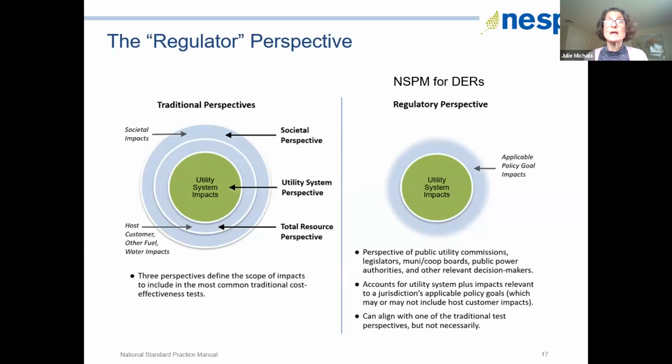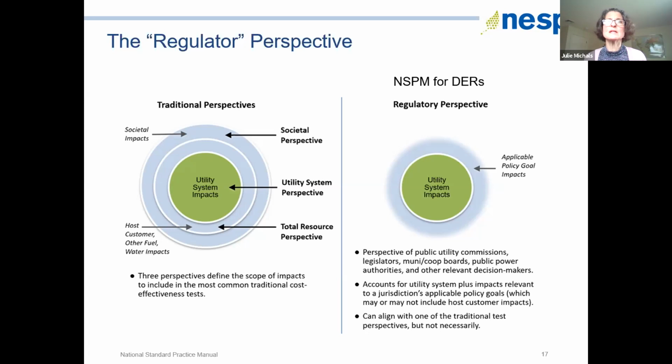And what the NSPM here in this illustration brings is what's referred to as a regulatory perspective. It's really the decision maker perspective, in that on the left side, we see what are traditional perspectives used in cost effectiveness analysis, largely coming from a publication known as the California Standard Practice Manual. Many of you may be quite familiar with the manual, and the generally prevailing tests referred to as the societal cost test, the utility cost test, and the total resource cost test.